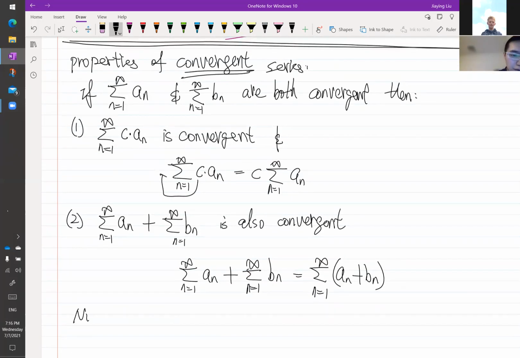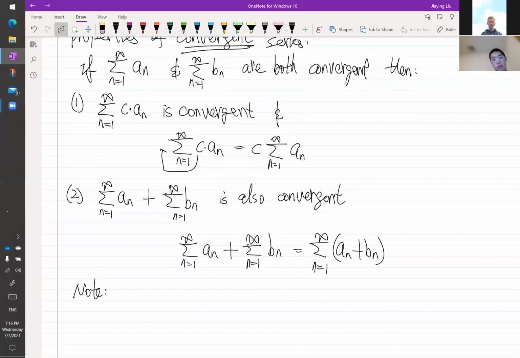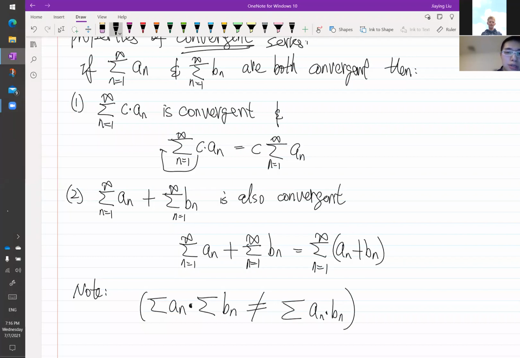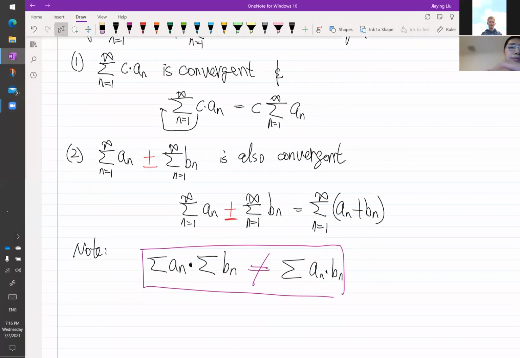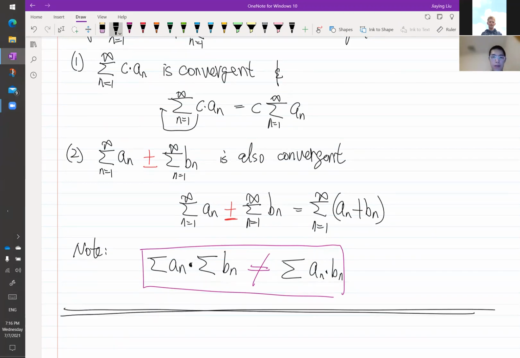I just want to point out one thing, be careful here. Note, if we multiply the two series, you cannot multiply the elements together. The series an times the series bn is not equal to the series of an times bn. Be careful here. It works with sum and it works with difference, so if you have an minus bn, that's a subtraction. So either plus or minus, but it doesn't work with multiplication. Those are just properties of convergent series.